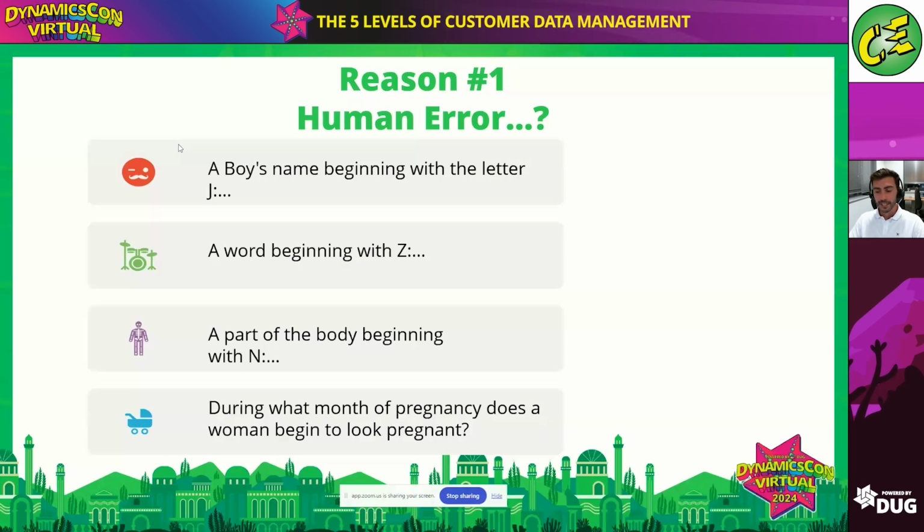But I like this one here where it says a boy's name beginning with the letter J, and someone came up with the answer Gerald. We've got a word beginning with Z here, and we've got xylophone. Phonetically sounds the same, but doesn't begin with Z. The part of the body beginning with N is obviously the knee. And what month of pregnancy does a woman begin to look pregnant? The most common answer that came up was September. So a little bit of an odd one there, and maybe some of the people in the audience take a bit of a laugh at those.